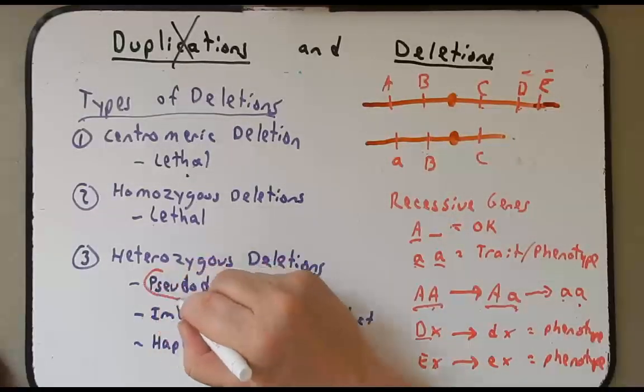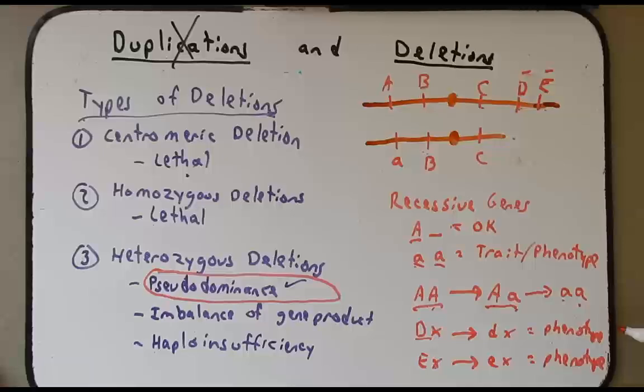We call this pseudo-dominance. It's much more likely to get one mutation in one allele in the same cell versus getting two mutations in the same cell. So this pseudo-dominance effect increases a person's chance of displaying a recessive phenotype.